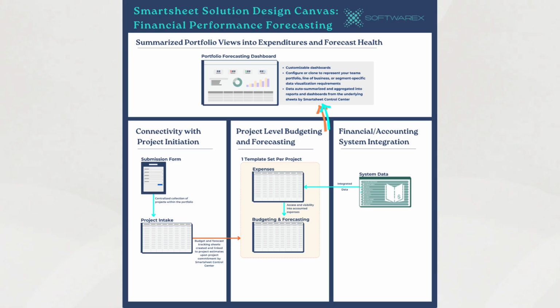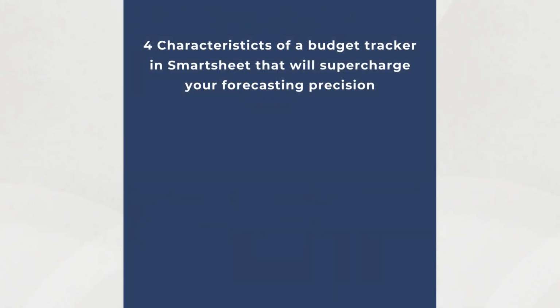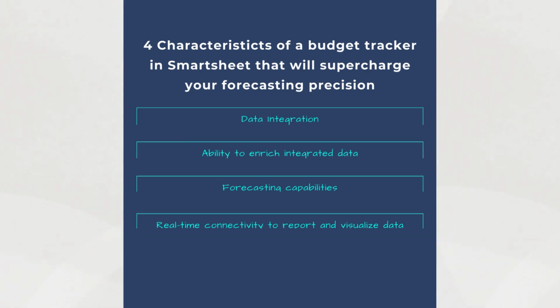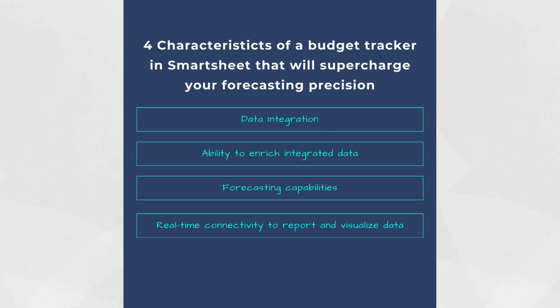But this design also hits on 4 additional components Smartsheet allows you to have in your budget trackers to really supercharge forecasting. These 4 are data integration, the ability to enrich the integrated data, forecasting capabilities, and lastly, real-time connectivity to report on and visualize data. And we're going to dig into each one as we step through this design canvas.